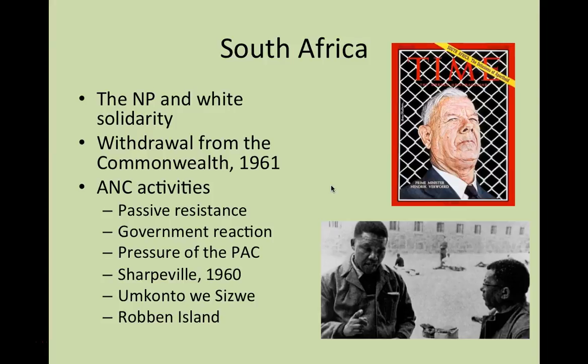Mandela and Sisulu and others were tried and found guilty, initially sentenced to death. The sentences were commuted to life in prison with hard labor on Robben Island, which is this island off of the coast of Cape Town.